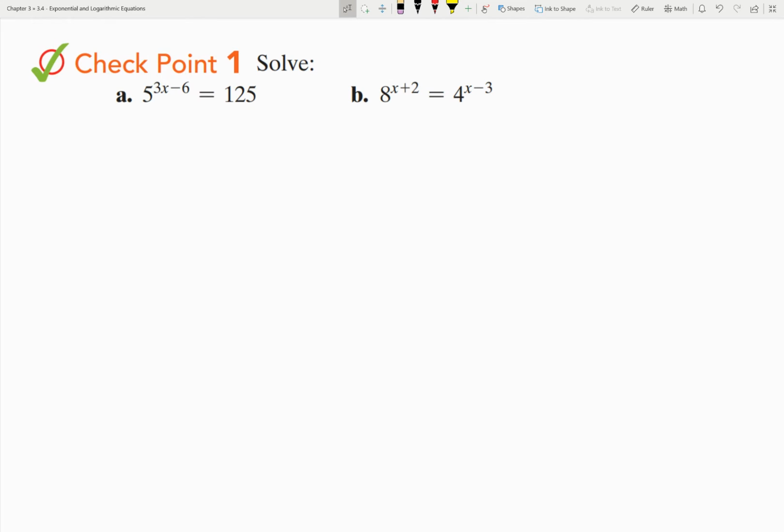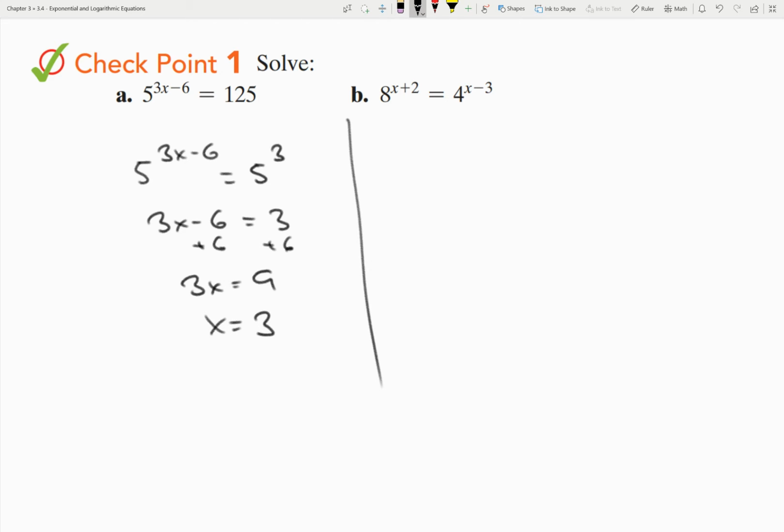Let's try it again. Same base. Make everything have the same base. So 5 to the 3x minus 6, and I can turn the 125 into 5 to the third power. So that makes 3x minus 6 equal to 3. Add 6 to both sides. 3x is equal to 9, so x is equal to 3.